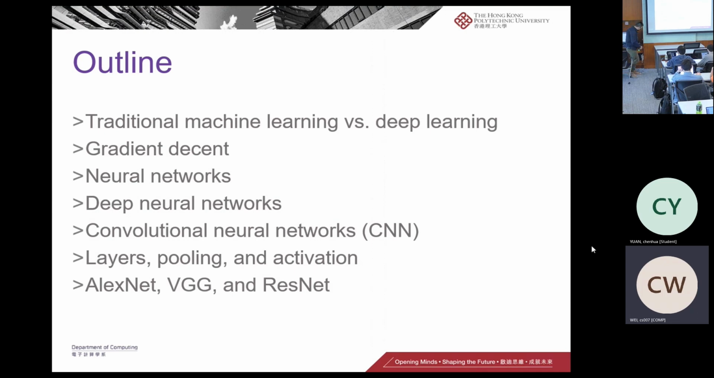Let's just continue. And also a very popular and special kind, convolutional neural networks. I introduced terms like layers, pooling, activation, and some examples of deep neural networks there.